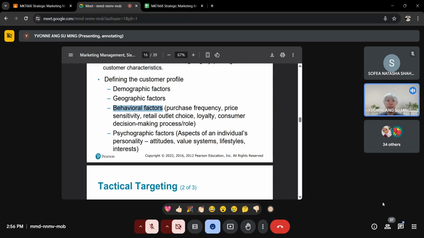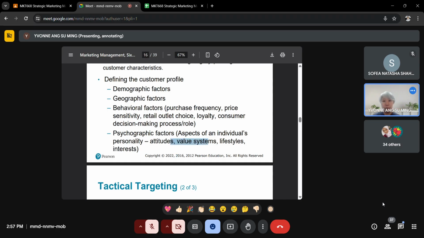Okay, now we go to psychographic punya factors. So for psychographic punya factors, kita nak cuba menyelami siapakah individu tersebut. What are the individual differences within the consumers that actually form them into different segments. So to understand the individual, the emphasis is on understanding the individual. We use things like dia punya attitudes, dia punya value systems, dia punya life interest dan juga dia punya lifestyles dan juga dia punya interest.